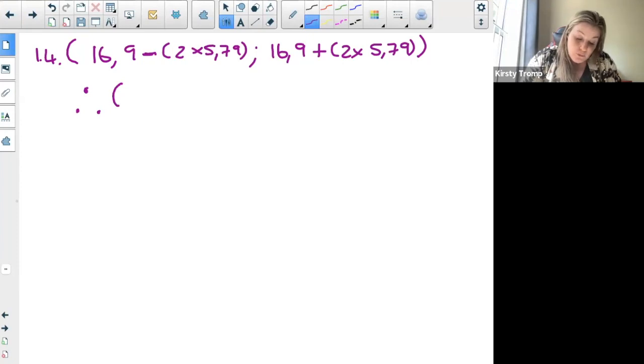16,9 minus, open brackets, 2 times 5,79, close brackets, gives me 5,32, semicolon. On my calculator, 16,9 plus, open brackets, 2 times 5,79, close brackets, equals 28,48.